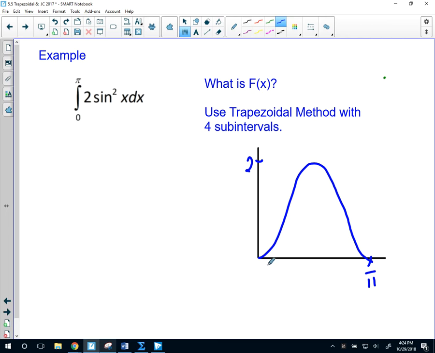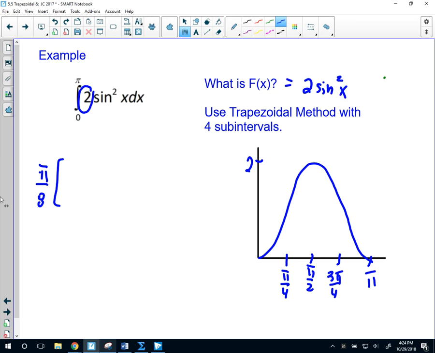If I'm doing 4 subintervals, that means the height of each of them will be pi over 4. And I am dividing pi over 4 by 2, or multiplying pi over 4 by a half. So h over 2 is pi over 8. And then I'm going to sub each of my values into the function and simplify. If you want, since my function is 2 sine squared of x, you could take this 2 and factor it out front. It might make it easier to do the problem in the long run. So I think I'm going to do that.